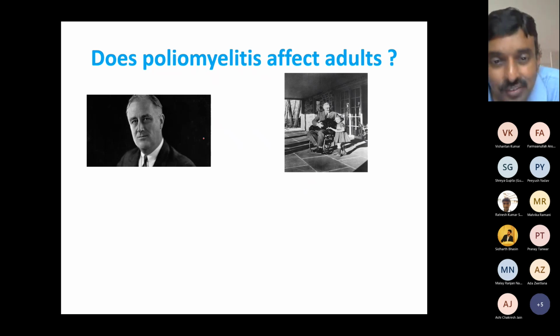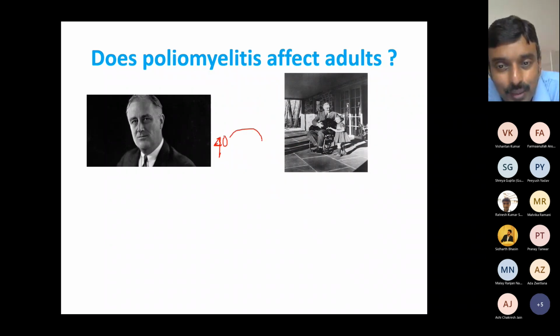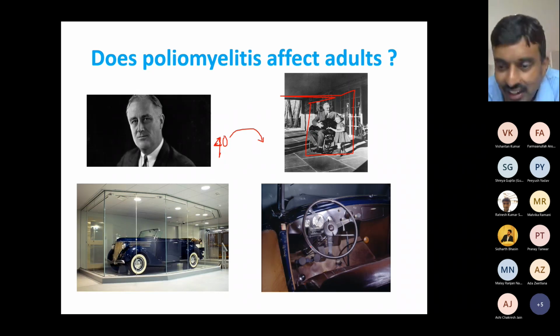It was one of the presidents of the United States of America, Franklin D. Roosevelt. So he was infected. He was diagnosed with poliomyelitis around 40 years of age. He became president about 10 years after that. And even from 40 years, he was in a wheelchair because one limb was paralyzed, and he drove this car and he had hand controls for this car.